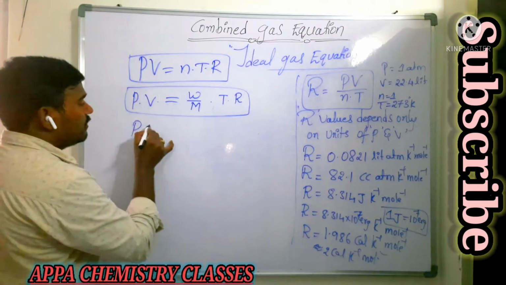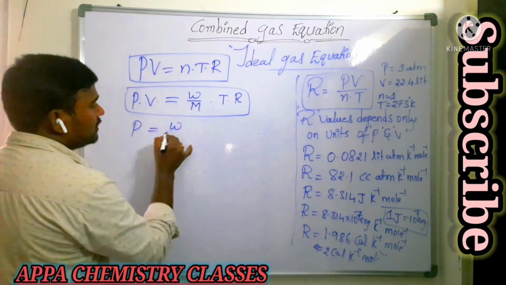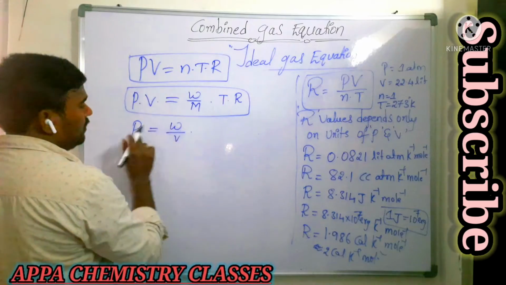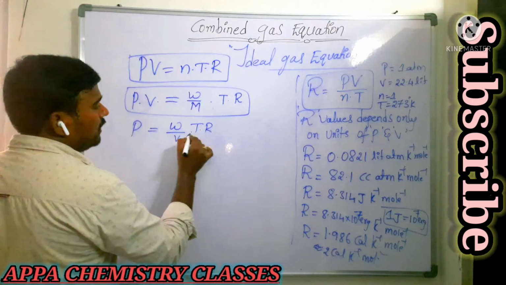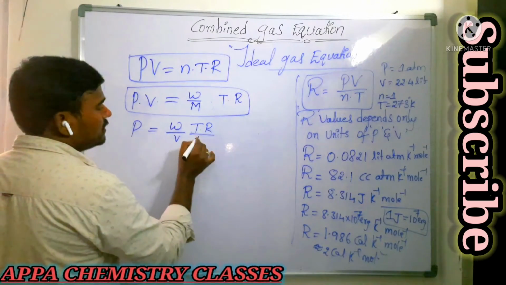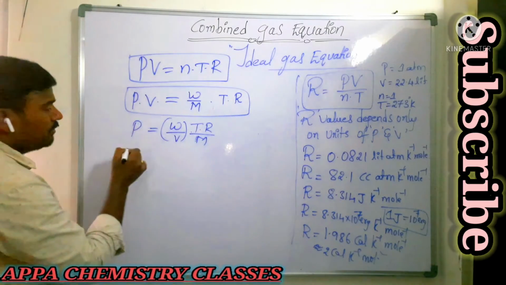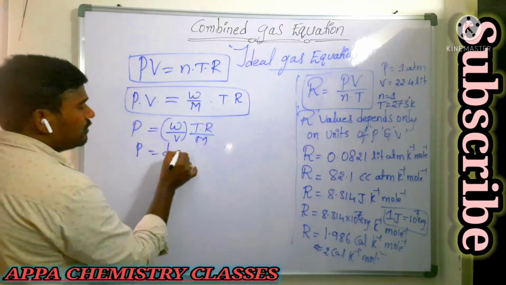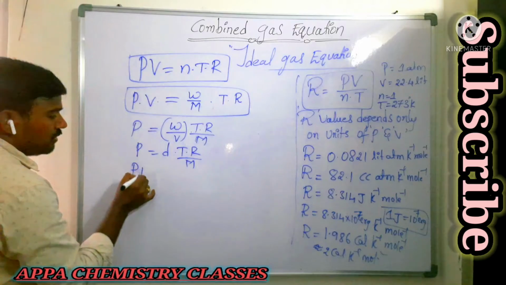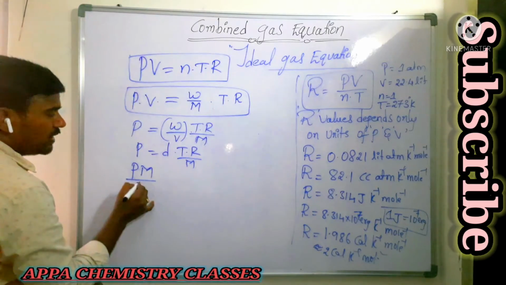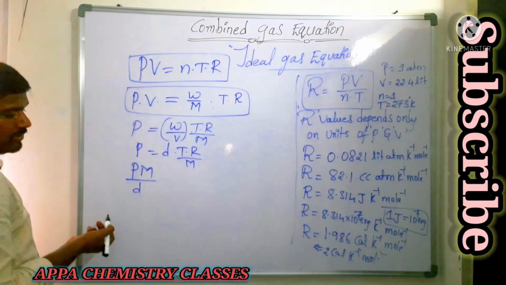And if the volume term is there, you take that to the other side: W by V. So P is equal to W by V into T into R by M. W by V, weight by volume, is nothing but density. So pressure is equal to density into temperature into R by molecular weight. From this, taking the molecular weight to the other side, P into M, and density multiplied comes in the denominator, so it becomes D.